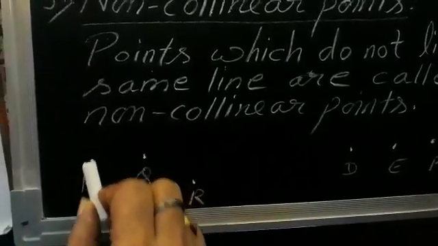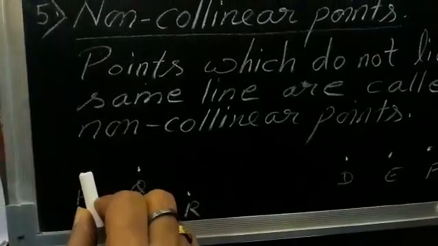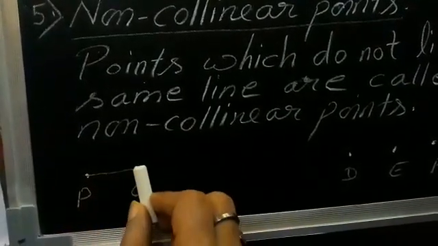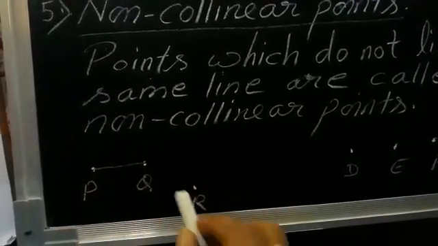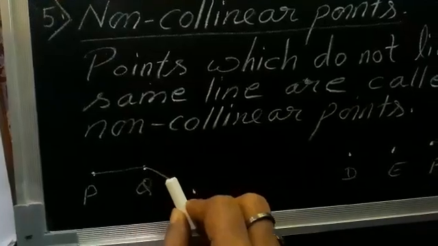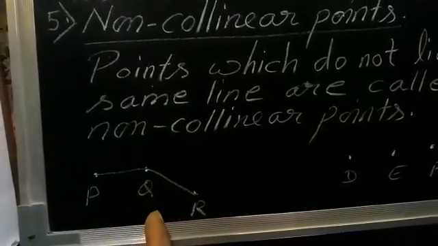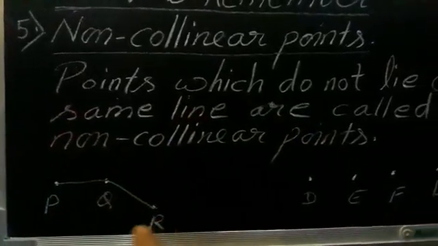Suppose I'm starting the line to draw like this from here. And from here, can I go straight? No. Here the point is, so I'm coming down this side. So is this a straight line? No. So it is what? Non-collinear points. Okay.